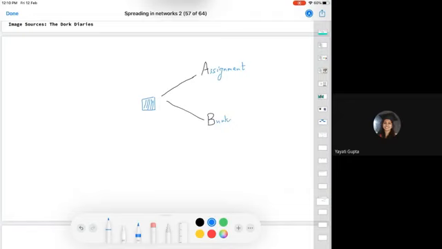So for doing each of these, I get a payoff. Assume that by doing the assignment, I get a payoff of 3, let's say, and by bunking the class, I get a payoff of 2.